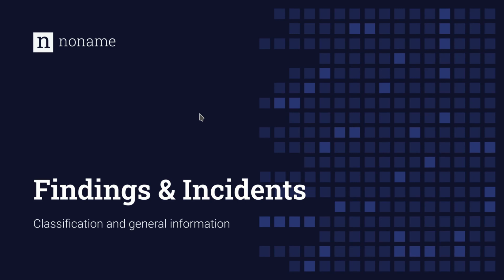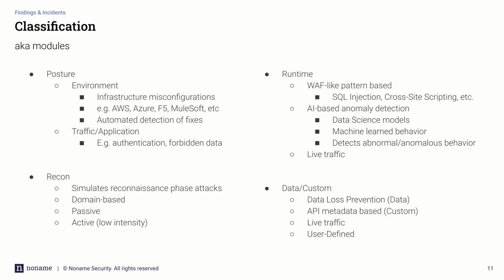Next, we'll talk about findings and incidents, and in particular, we're going to talk about the classification of the general information. This is only 3 slides, but they're heavy slides, right? And I'm also going to be switching back and forth between the slides and the no-name platform to show you a few things, okay?